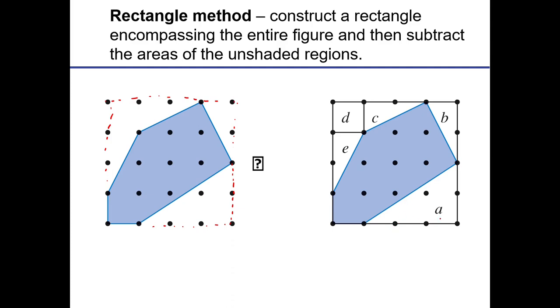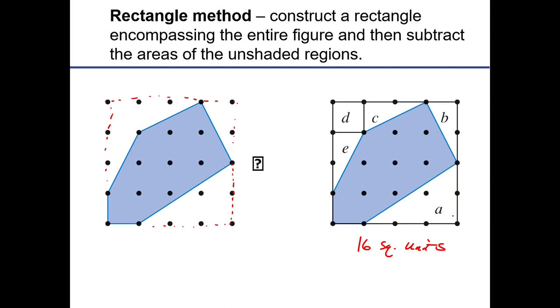We have shapes A, B, C, D, E here that are not part of the area that I want. Now I can calculate the area of the entire rectangle, which is a 4 by 4. So we know there's 16 square units for the entire rectangle, but that is too big. We want to subtract the area for A, B, C, D, and E.